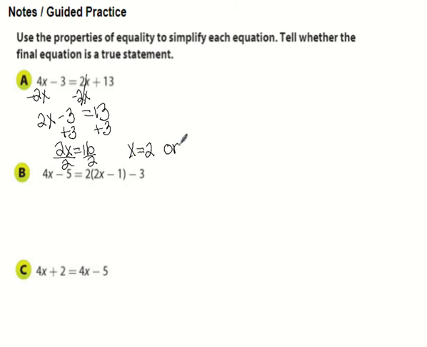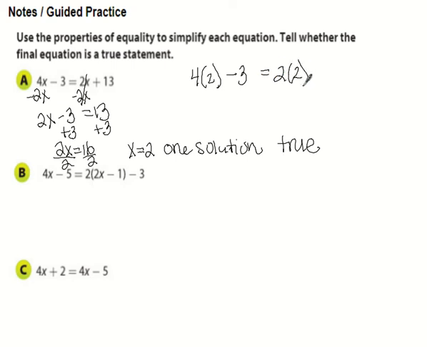So this is what we call one solution, because x equaling 8 is a true statement, because if I plug in 8 here and here, both sides would be equal. So x equals 8 is a one solution. It says tell whether the final equation is a true statement. You would say true. Okay? That's because, again, if I go 4 times 8, minus 3 equal to 2 times 8 plus 13.